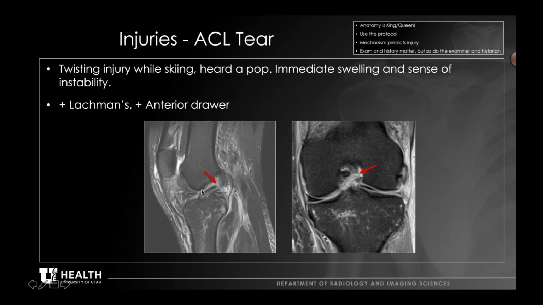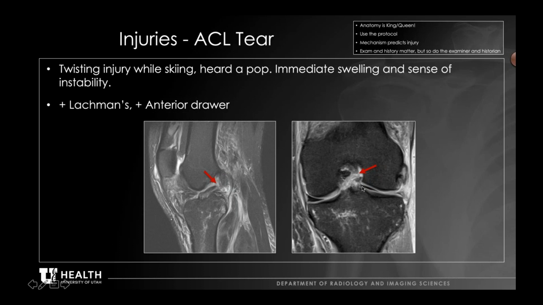So we talked about that Blumensaat's line a little bit earlier, that roof of the intercondylar notch, and how the anterior cruciate ligament should parallel that line. So you can see portions of the ligament here. We can actually see an area of discontinuity, and then we can see the rest of the ligament here. So not only the discontinuity, but look at this kind of zigzag pattern of the ligament, or this angulation of the ligament, as opposed to being nice and parallel to this Blumensaat's line.